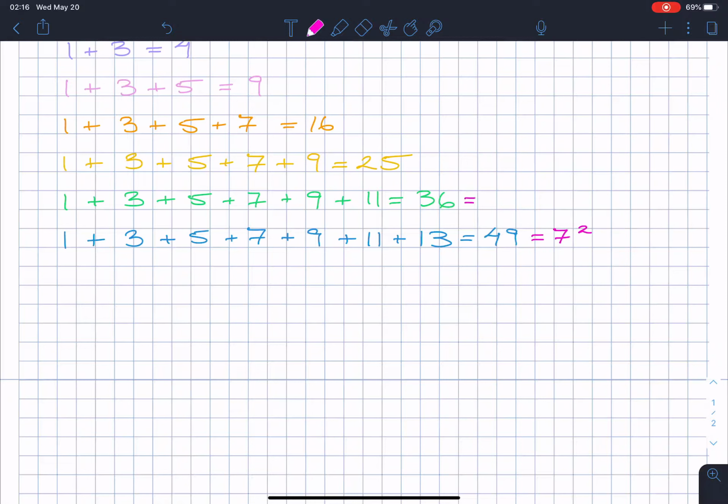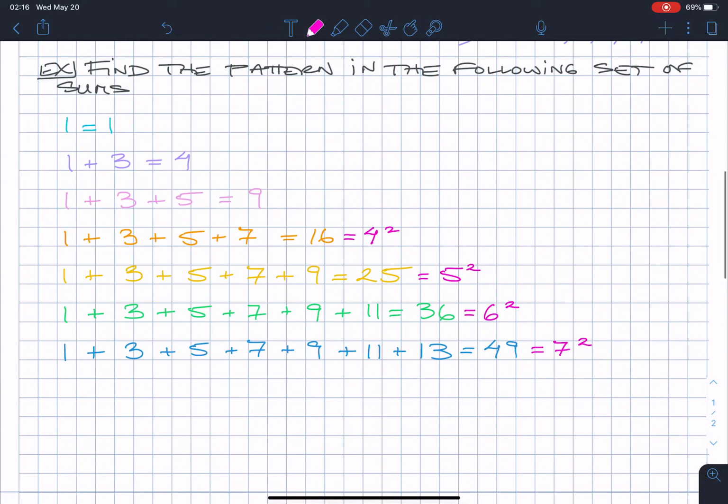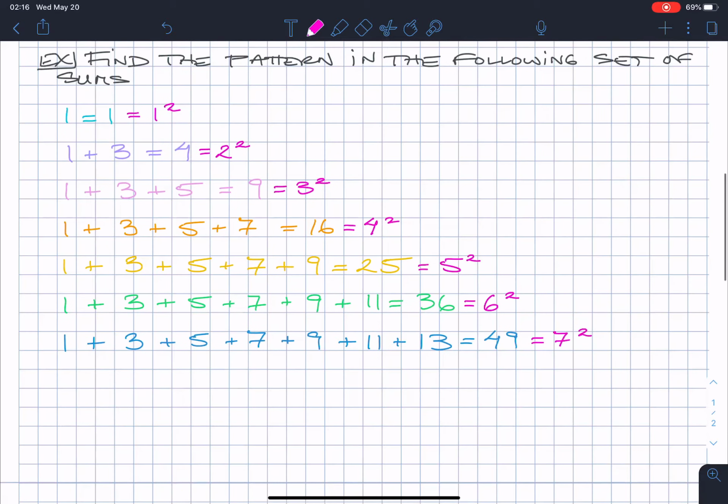36 is 6 squared, 6 times 6. 25 is 5 squared, 5 times 5. 16 is 4 squared, 4 times 4. 9 is 3 squared, 3 times 3. 4 is 2 squared, 2 times 2. And 1 is 1 squared. So what's the pattern here? I see my counting numbers: 1, 2, 3, 4, 5, 6, 7. So those are my counting numbers I was looking for in my pattern.